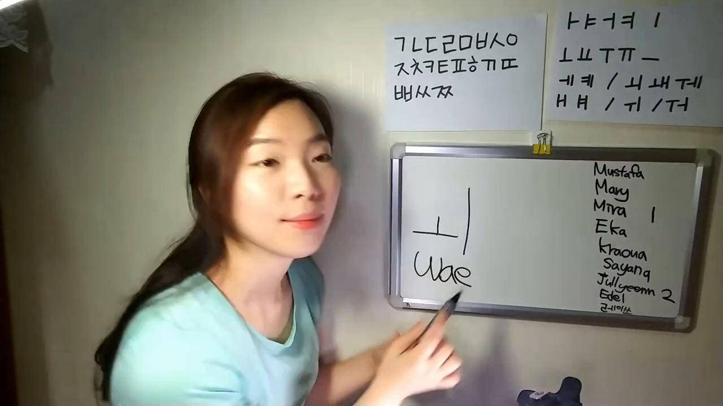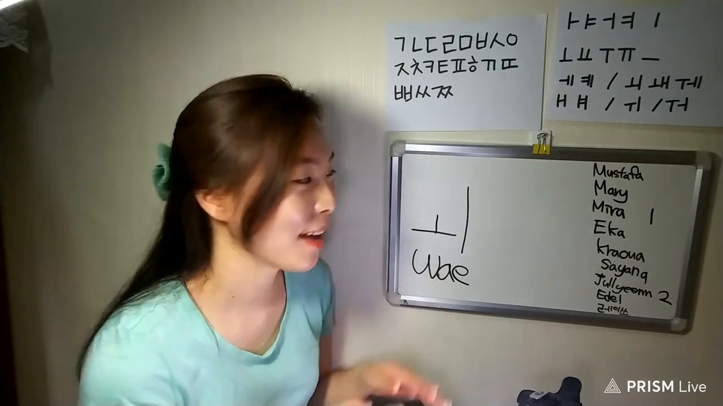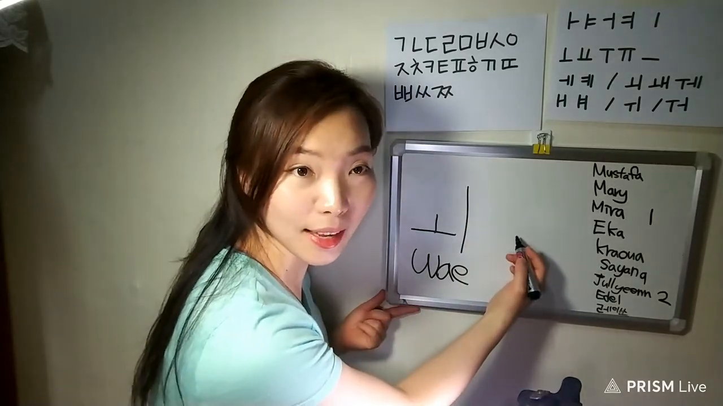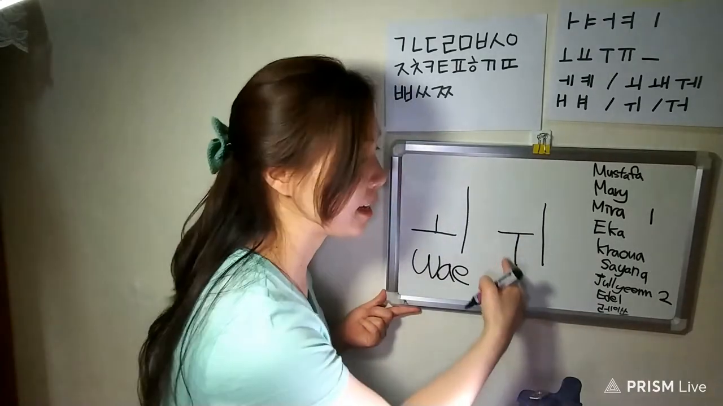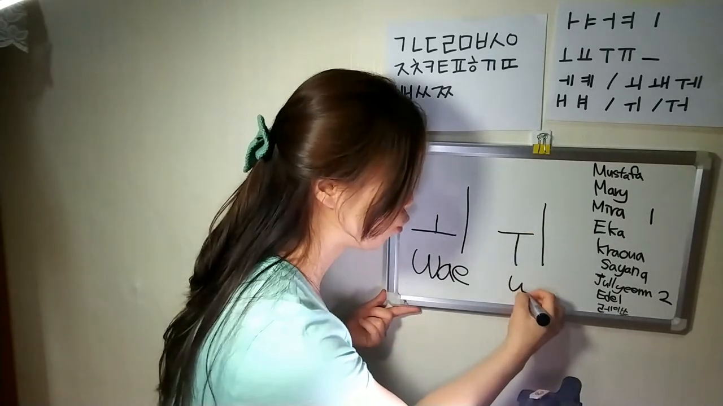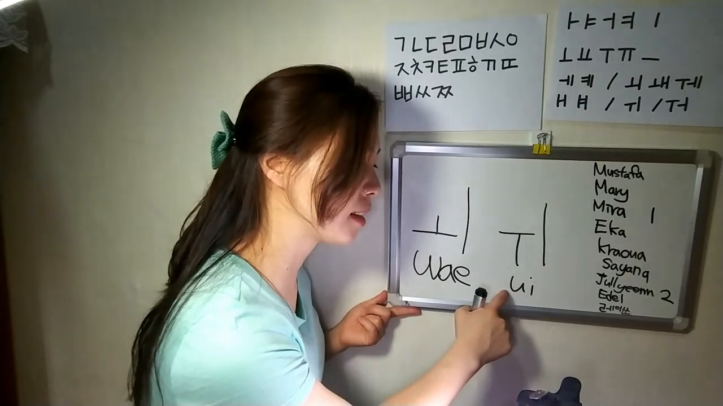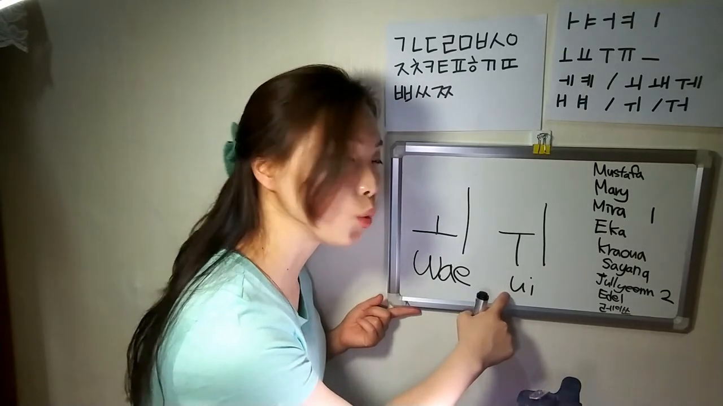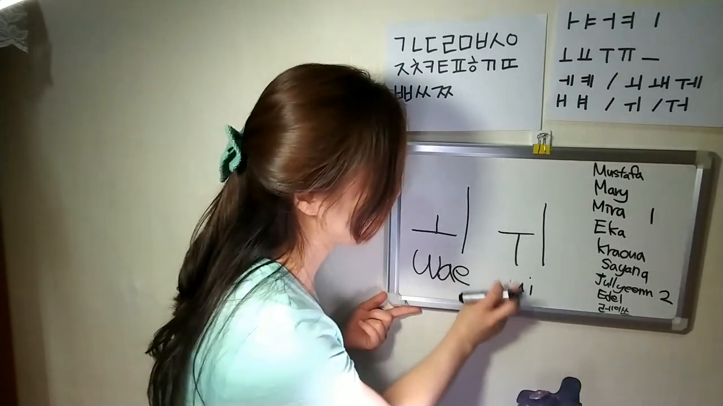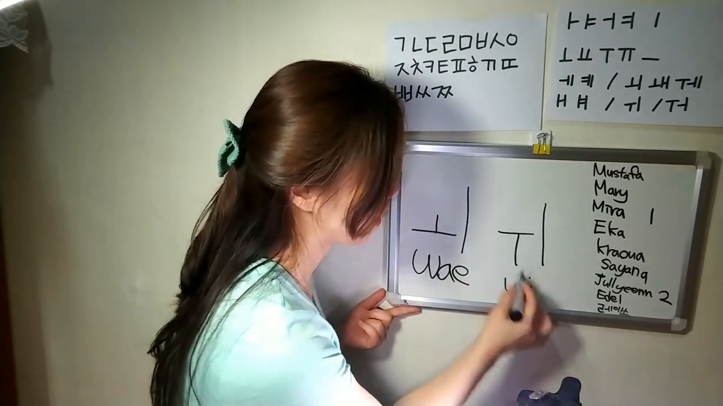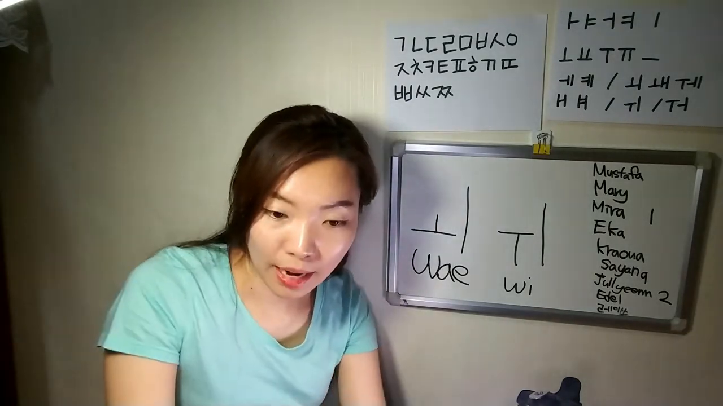WE. Just memorize it. No reason. WE. Okay, and then what was it? N, U, E. This is the U and E sound. U, E, WE. But it doesn't mean it sounds yui, okay? It sounds we. So I'd rather write wi, so it's not to make you confused. So now is it clear?